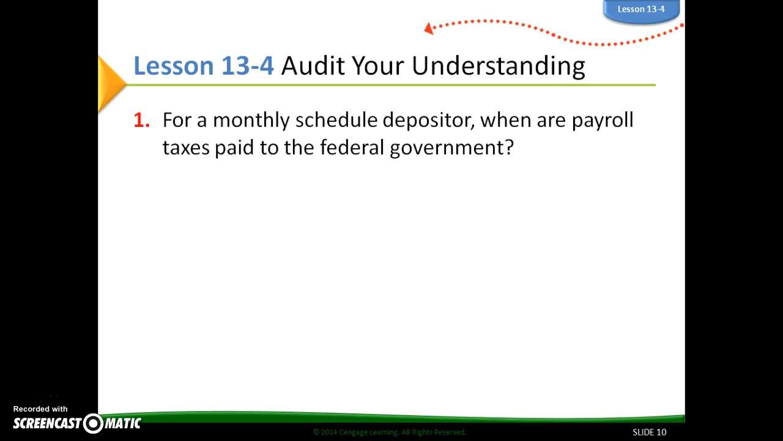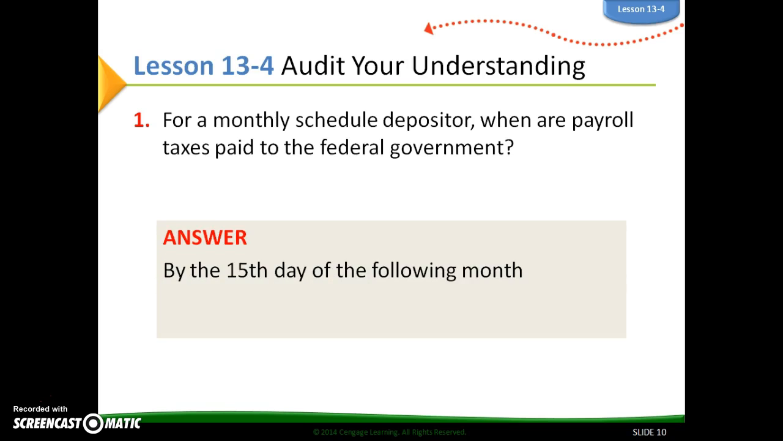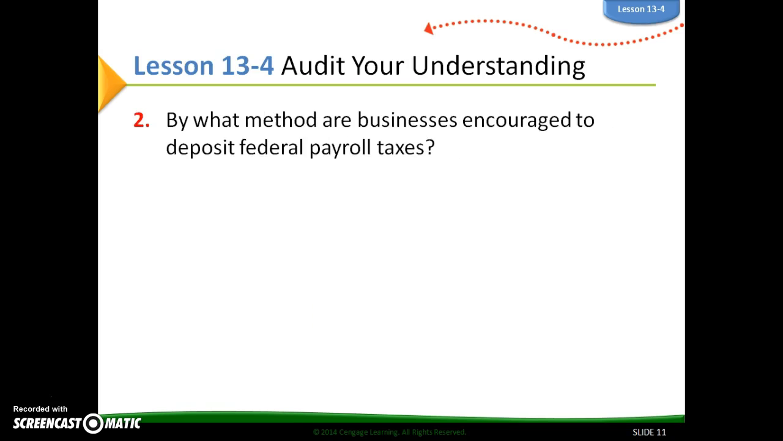All right. So for a monthly scheduled depositor, when our federal payroll tax is actually paid to the federal government, remember they're paid the 15th of the following month. So all of your payroll taxes that were collected for the month of December, they go to the government by the 15th of the month in January.